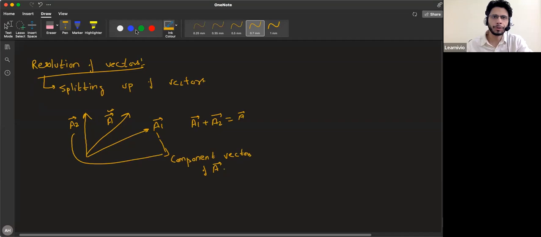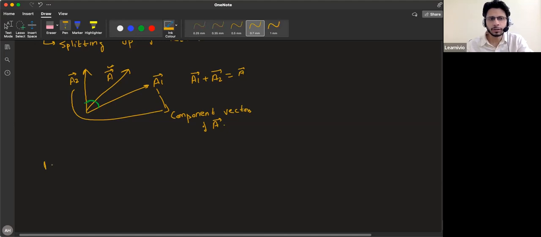Now, two component vectors can act in any direction. In general, the two components can act in any direction. But in mechanics, we usually need rectangular components.